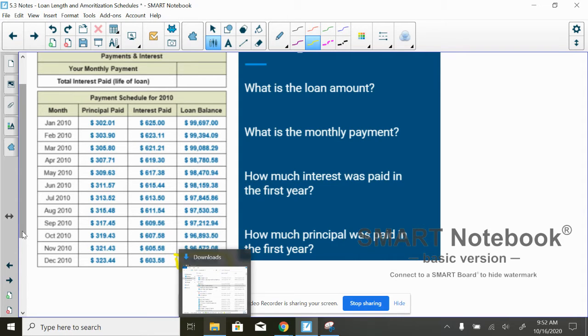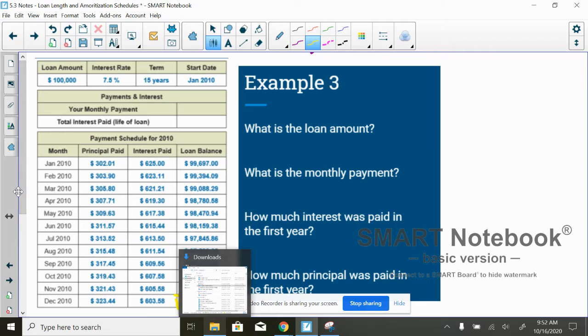So this isn't a full value. But up at the top, it's going to give you some important information I want to highlight. So just pointing out that it's going to tell you that loan amount. It's going to tell you what your interest rate is. It's going to tell you your term rate. And it tells you also the start date here that this loan began in January 2010.